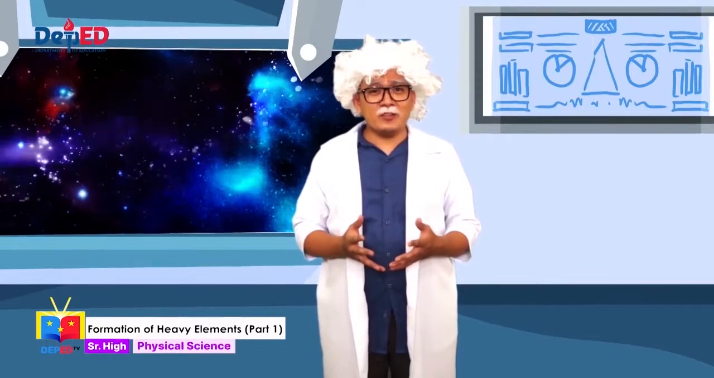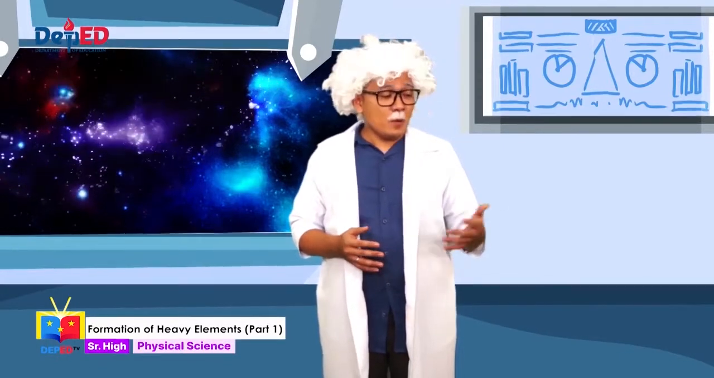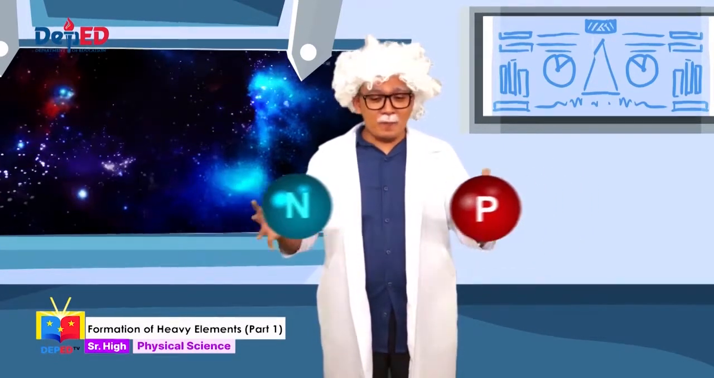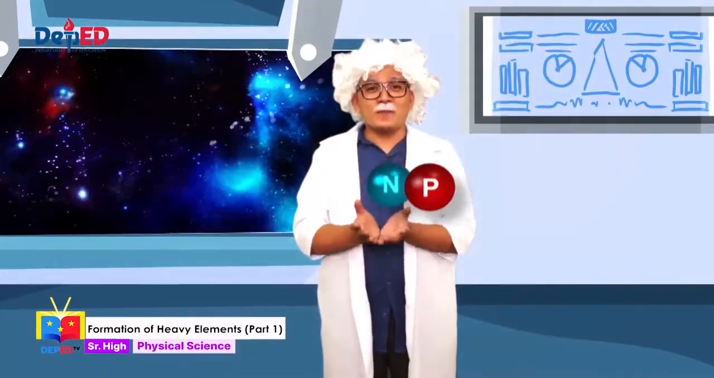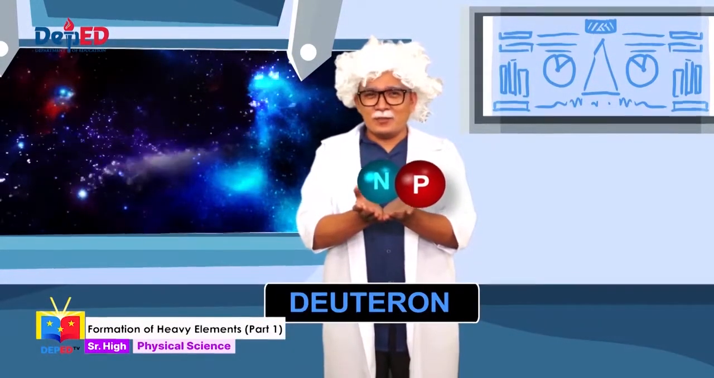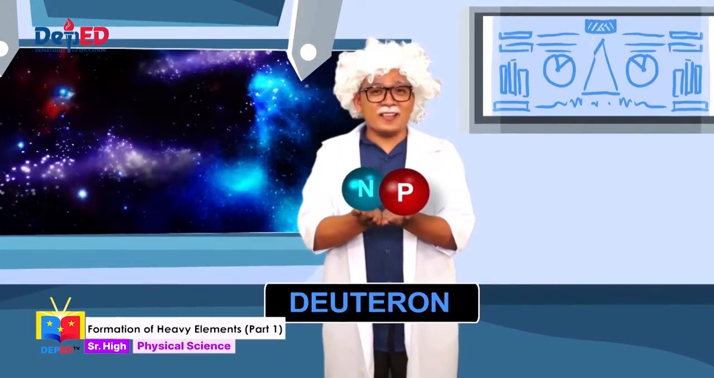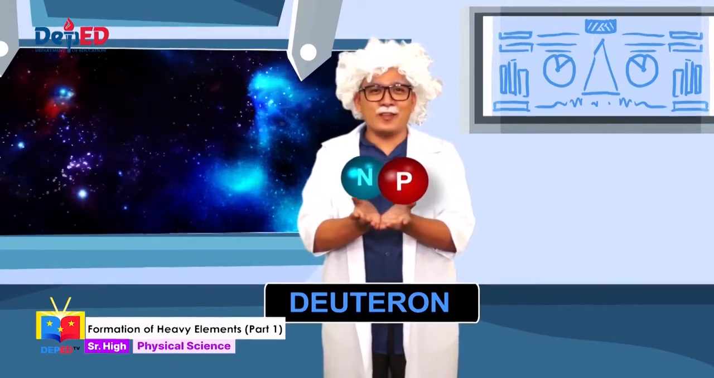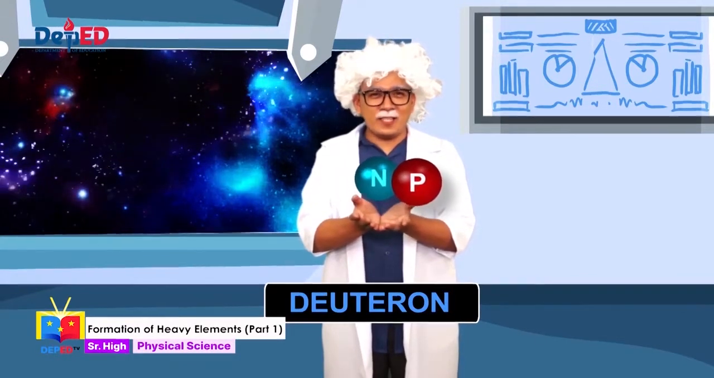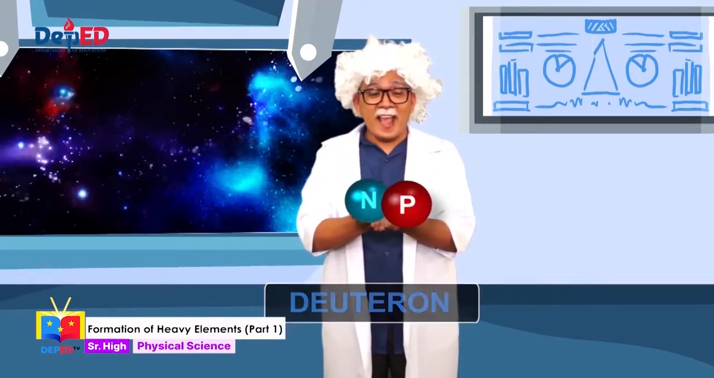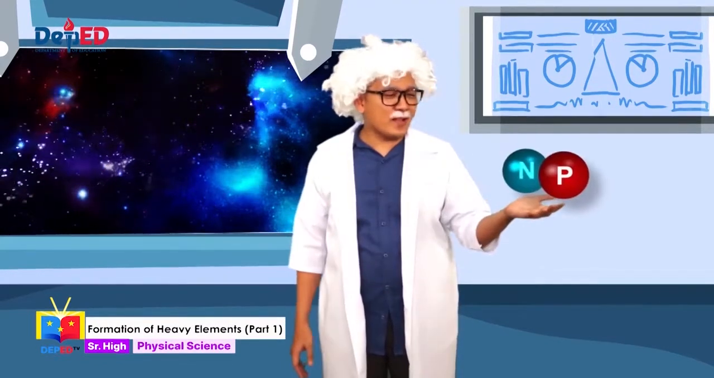How does this Big Bang nucleosynthesis work? Protons and neutrons collide and combine to form deuteron. Deuteron is an isotope of hydrogen that has one proton and one neutron. How do we know that this deuteron is an isotope of hydrogen and not of any other elements? It's because it has one proton. And all atoms that have one proton is hydrogen.